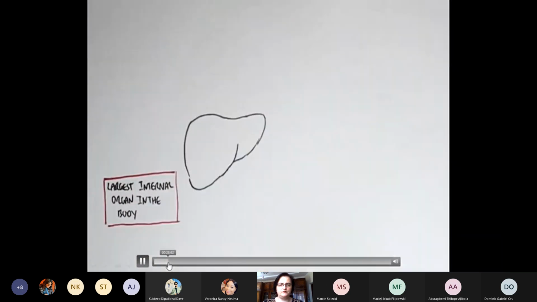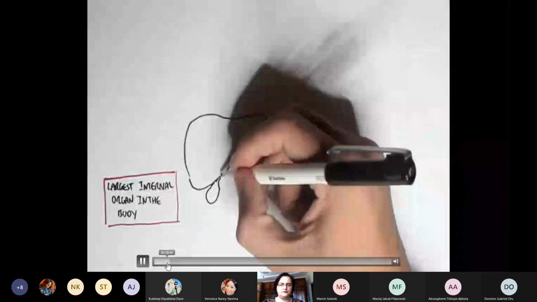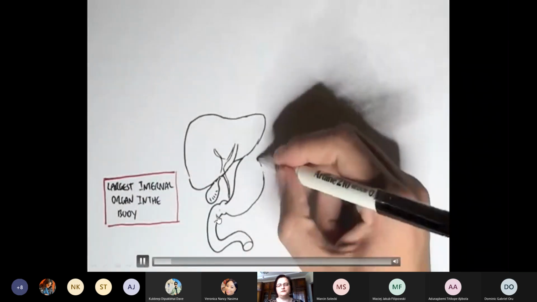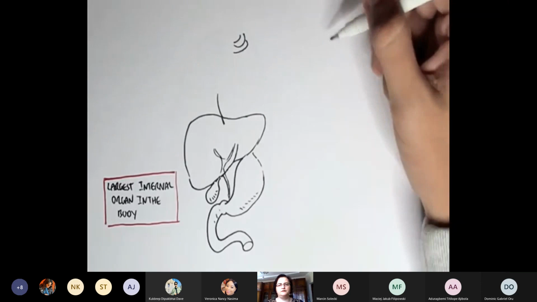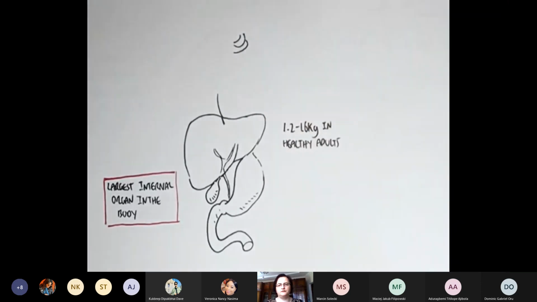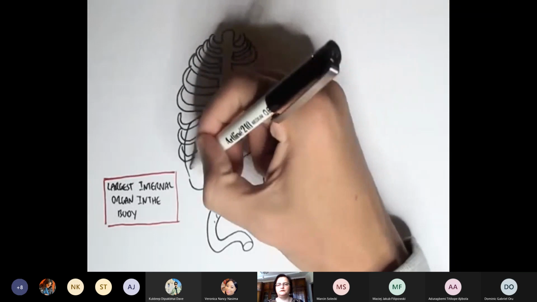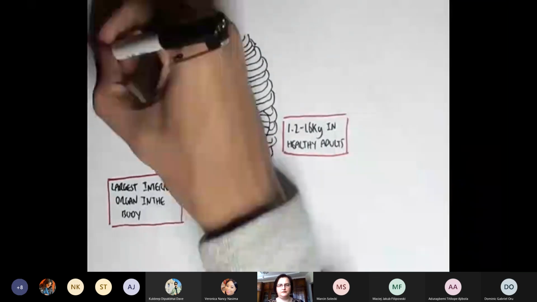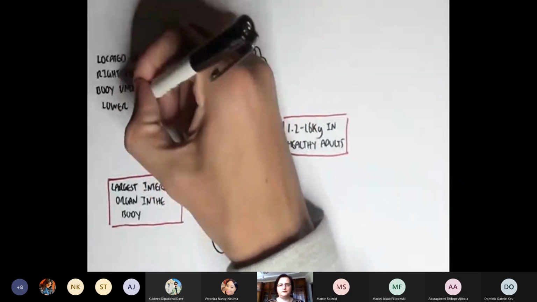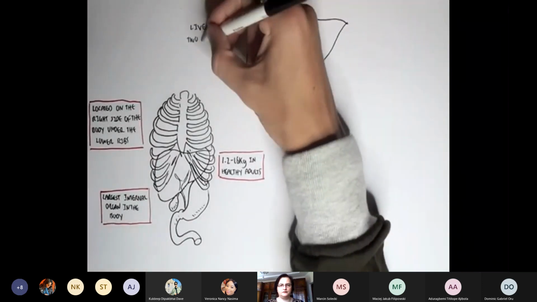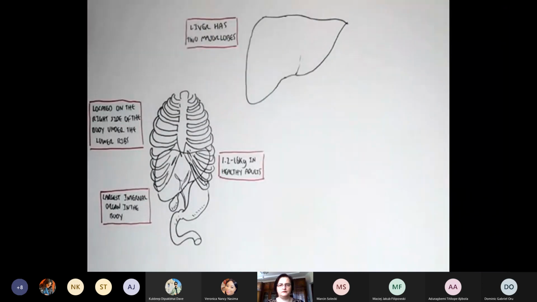Other organs such as the gallbladder, which is under it, and the stomach, which is to the left of it. The liver is about 1.2 to 1.6 kilograms in healthy adults. It is located on the right side of the body under the lower ribs. The liver can be seen as though it's made out of two major lobes, but it's actually four lobes of unequal size.